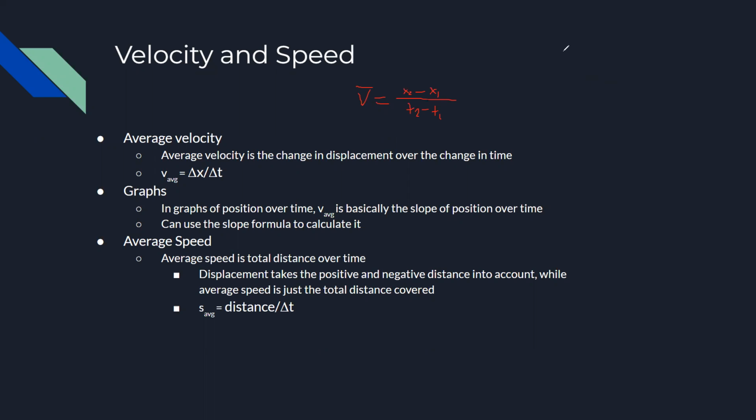In a graph, this would basically be the slope formula. Let's say in a linear graph, x is the y-axis and t is the x-axis. So it's basically just the slope of the line. That's velocity of position, and you can use the slope formula to calculate it as shown below.